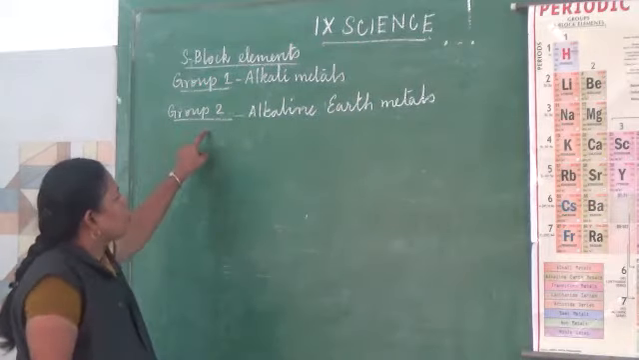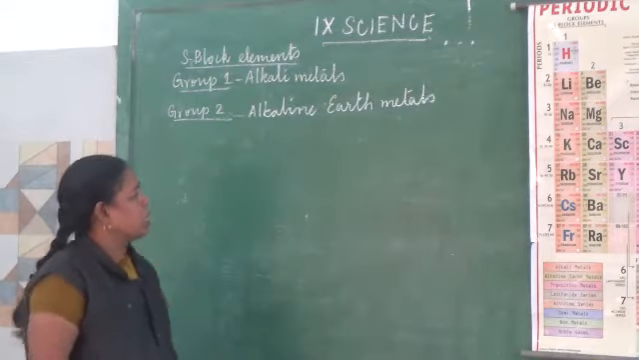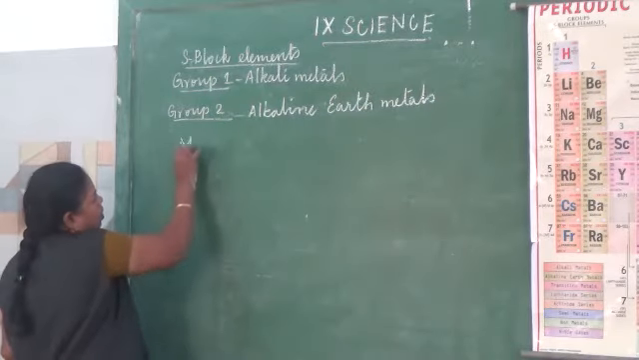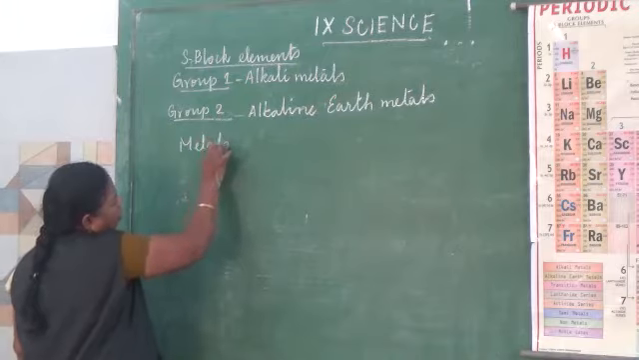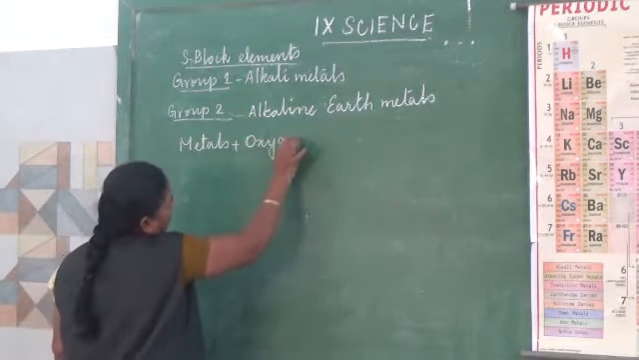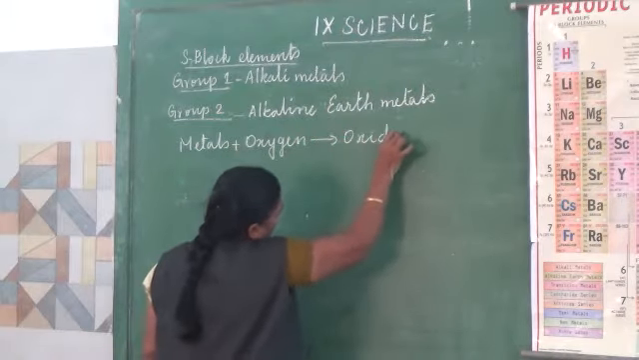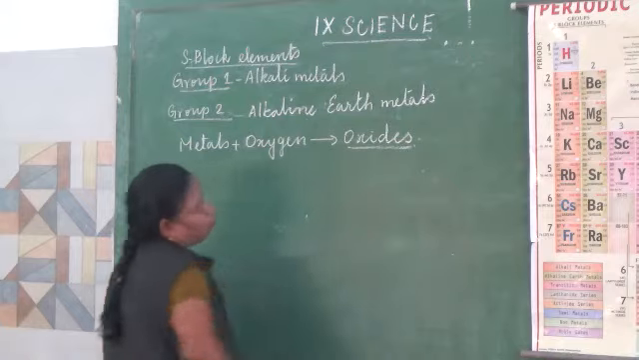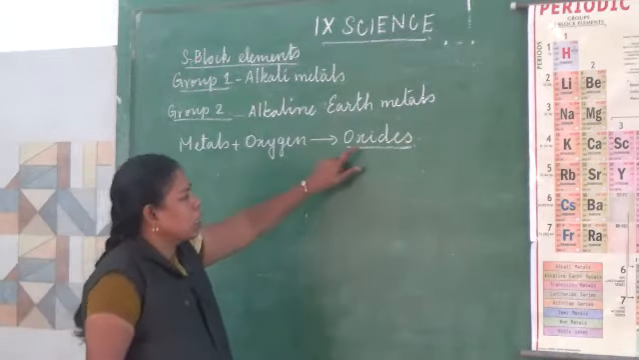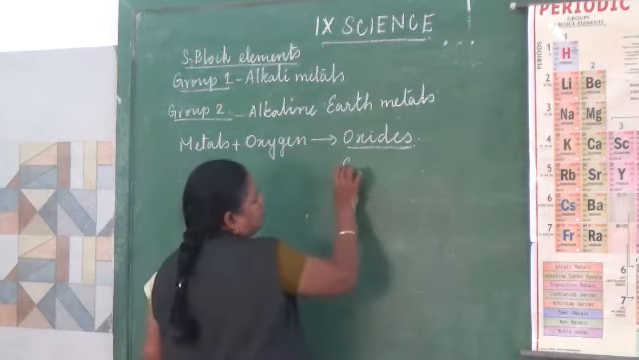And group 2 are called alkaline earth metals. What is alkaline earth metal? When these metals react with oxygen, they are capable of forming oxides. These oxides were earlier called earths.